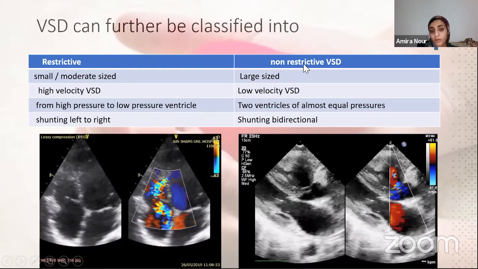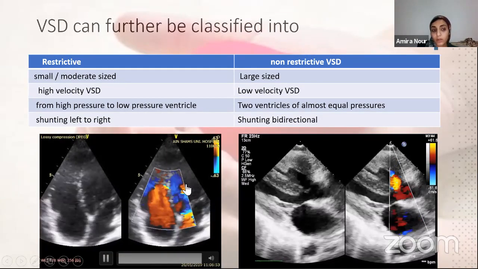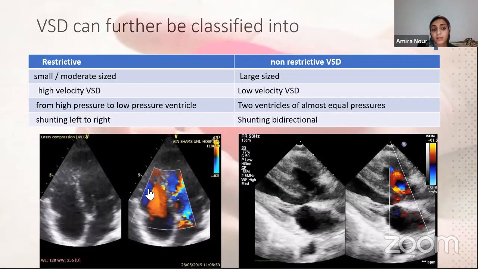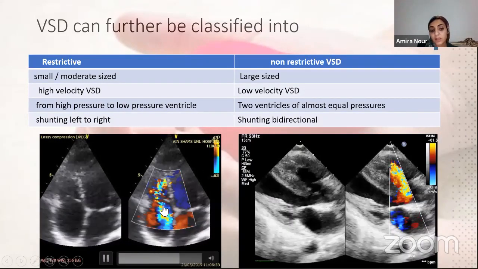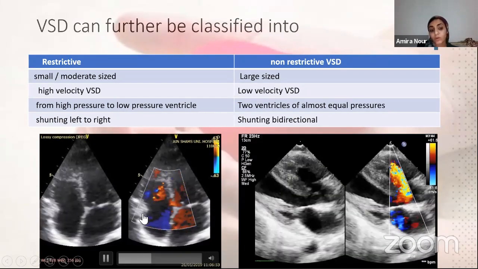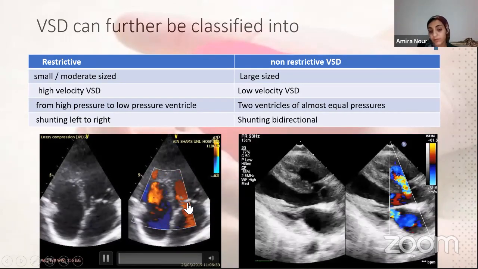Yes, if we want to differentiate between the two types, I think the restrictive VSD is a small or moderate-sized VSD, mostly less than 9 to 10 millimeters. It is a high velocity VSD because it is connecting a high pressure to a low pressure ventricle, and mostly the VSD is shunting from left to right.